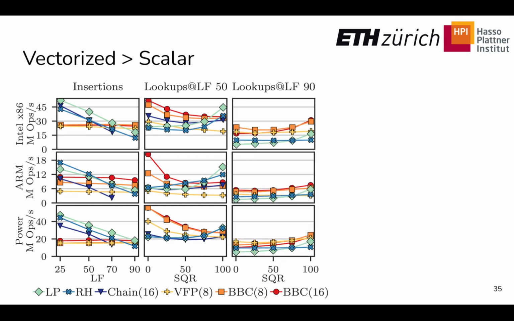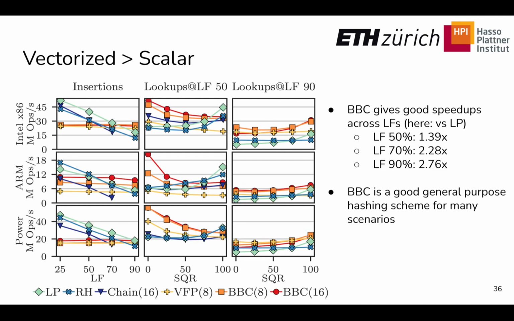Now let's increase the load factor to an even harder setting. And now we see, okay, consistently across all successful query rates, bucket-based comparison outperforms everything else, except on Power, where vectorized fingerprinting is a bit better. But in general, scalar hashing schemes are outperformed by vectorized hashing schemes. And this is, again, the takeaway.